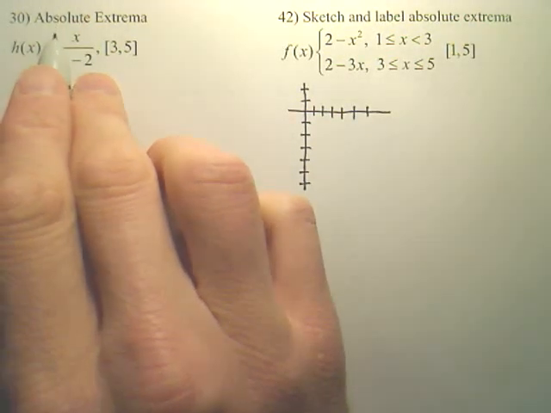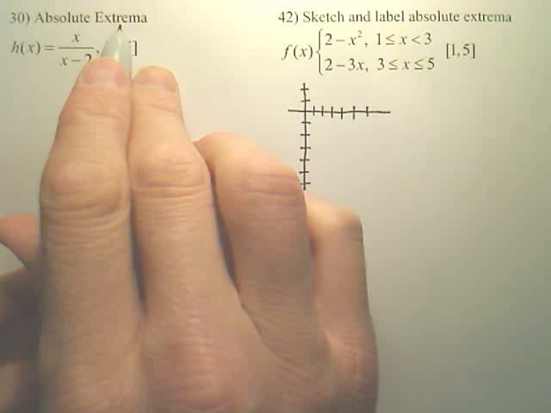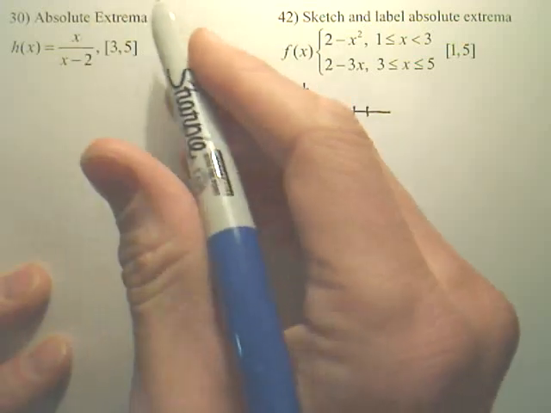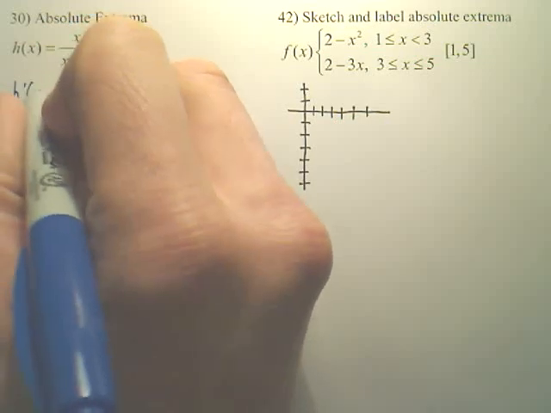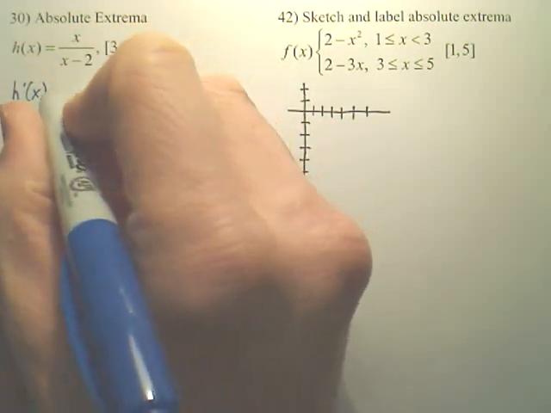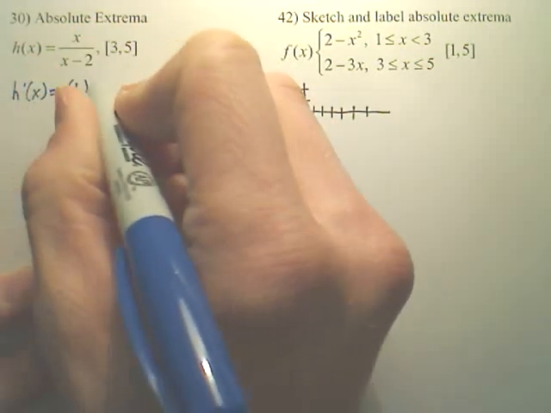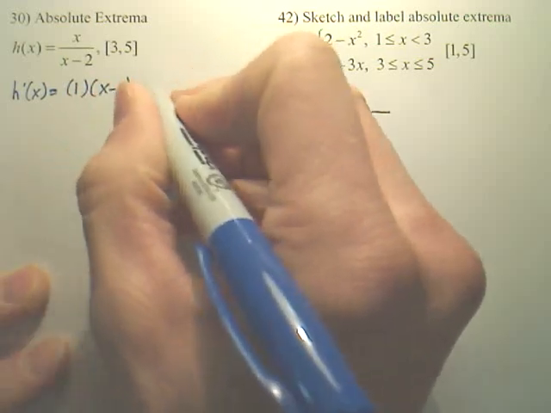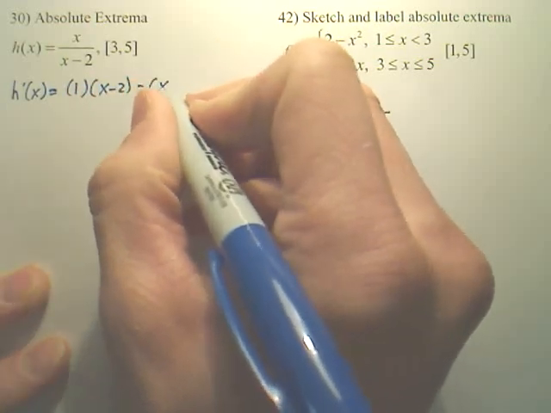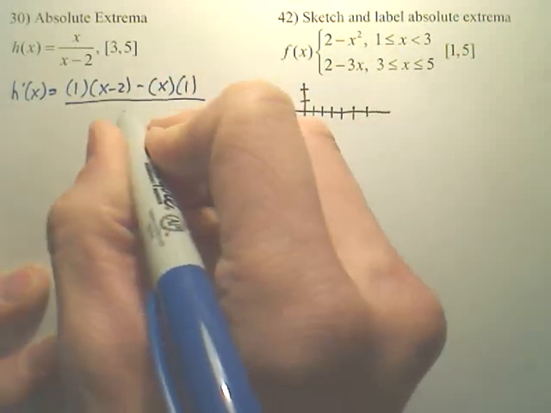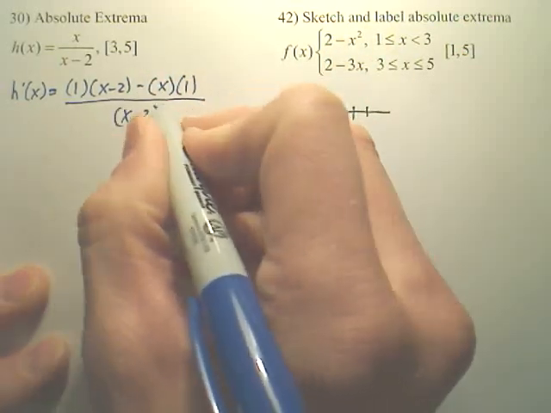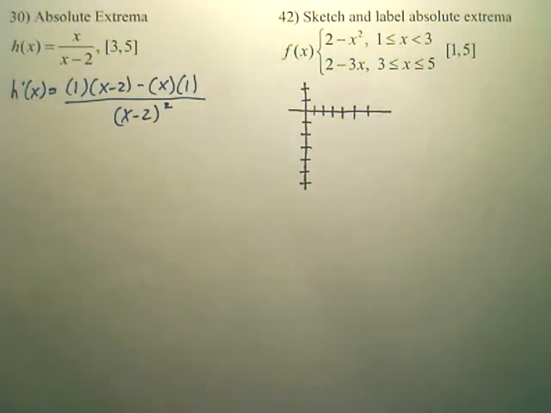Alright, I want to find the absolute extrema. So the first thing would probably be to find the derivative and set it equal to 0. So the derivative of this, h prime of x: derive the top, which would be 1, leave the bottom, minus, leave the top, derive the bottom, over x minus 2 squared.